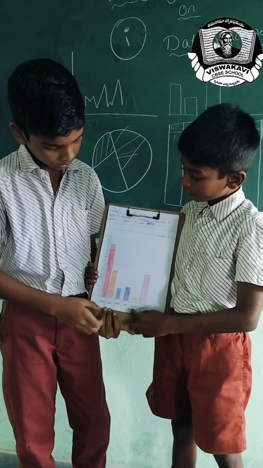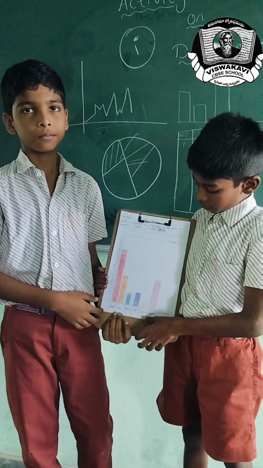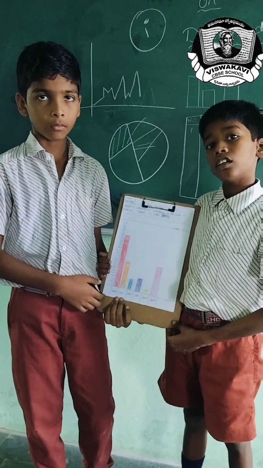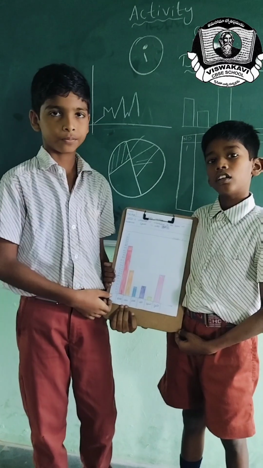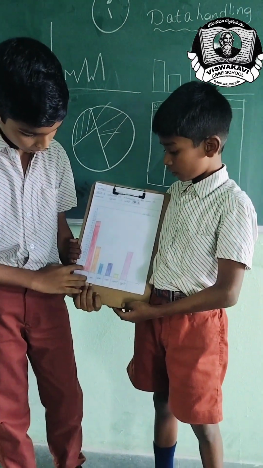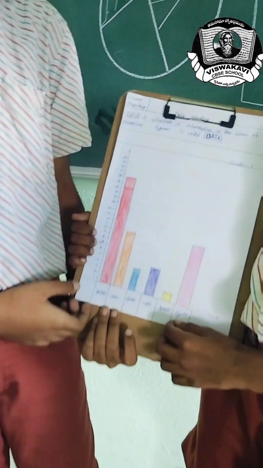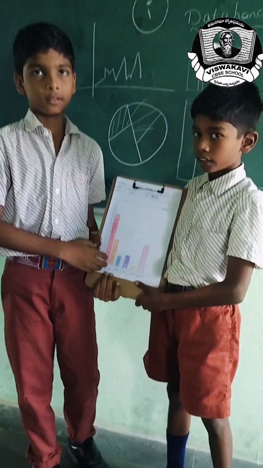How many vans are there? 5 vans are there. So you represented data in which form? Bar graph. Yes. Okay, carry on. How many trucks are there? 2 trucks are there. How many bicycles are there? 10 bicycles are there. Thank you.